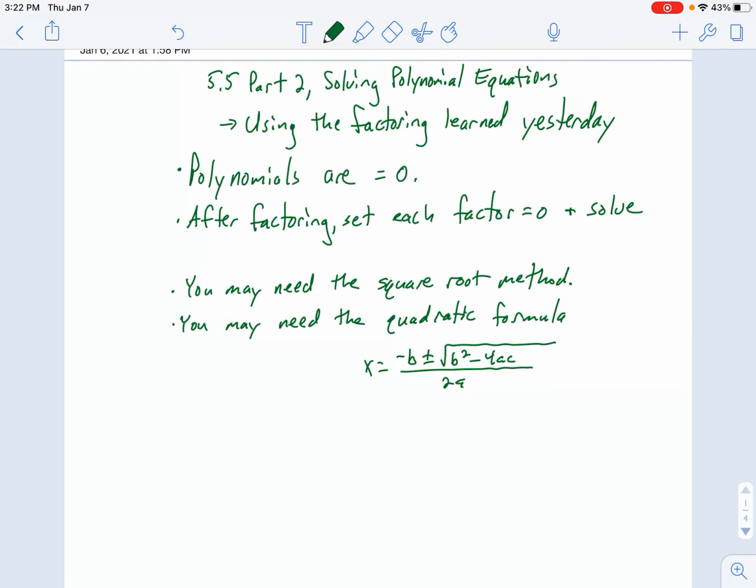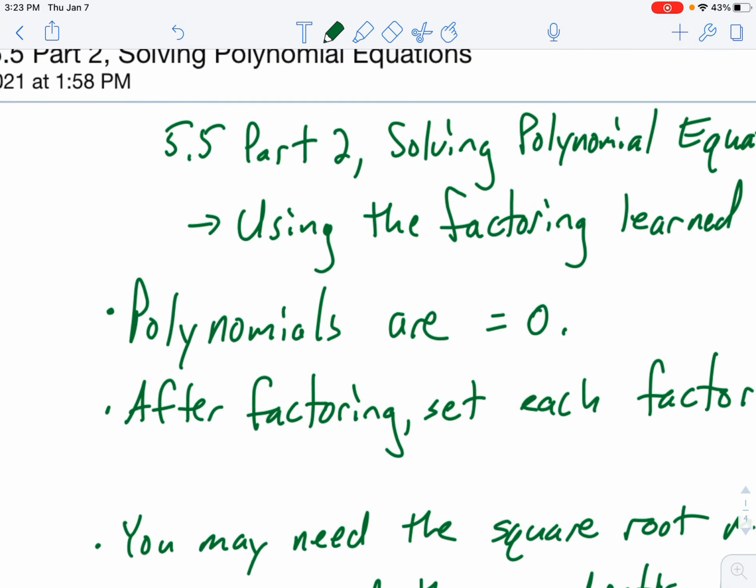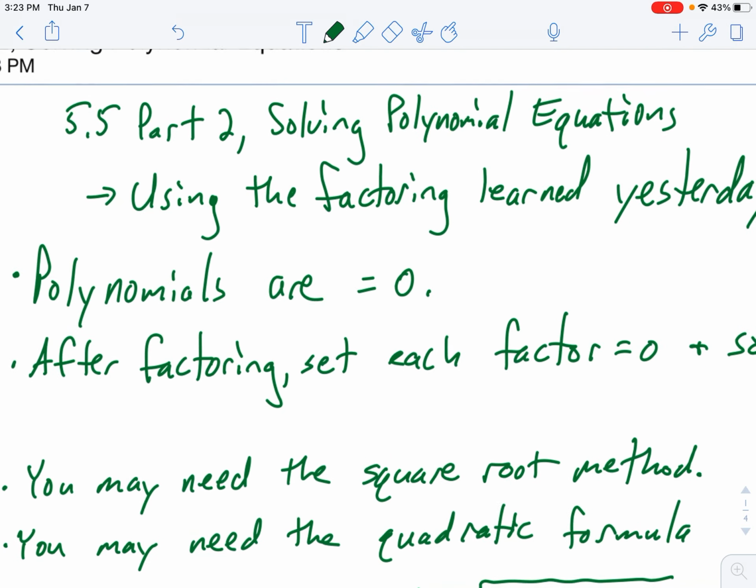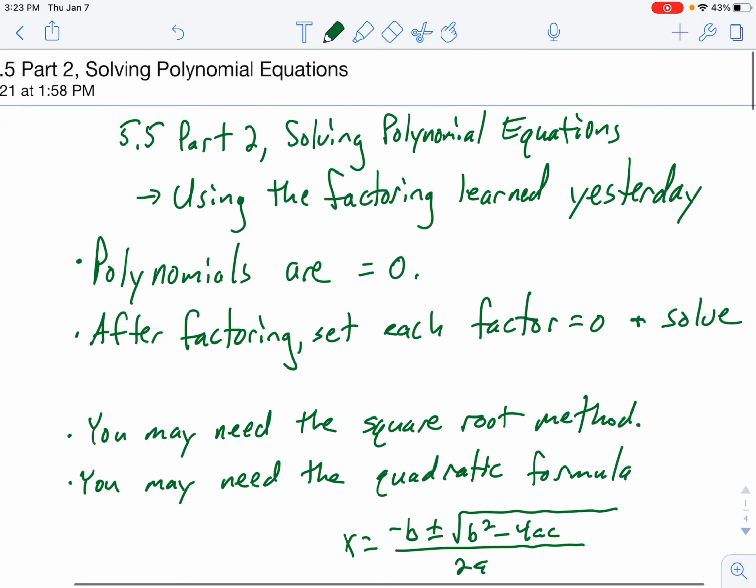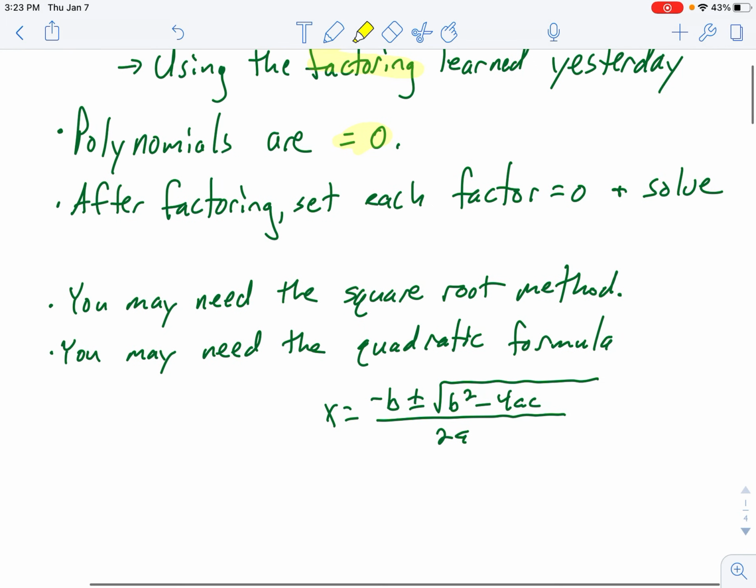Hello everyone. So this is the second part of 5.5, solving polynomial equations. Yesterday, or in the previous lesson, we learned all the different types of factoring. Today we're going to have the same problems, but instead of all of them saying f of x equals this, that, or the other, all of them will say they equal 0. So what we're going to do is factor all of them. After factoring, you set each factor equal to 0 and solve.